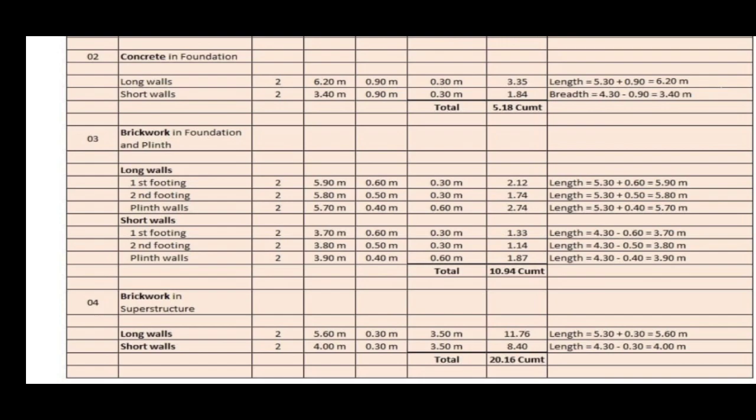Now from this problem we can see it is a very precise and lengthy method for calculation of quantities, but the errors are minimum as compared to center line method. Therefore it is implemented in public works department and many government departments to minimize the errors and reduce the quantities for billing purpose. Thank you.